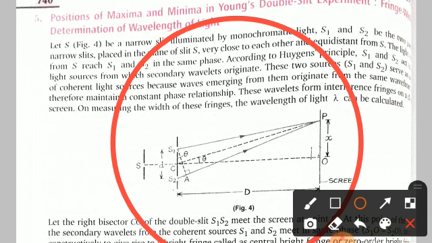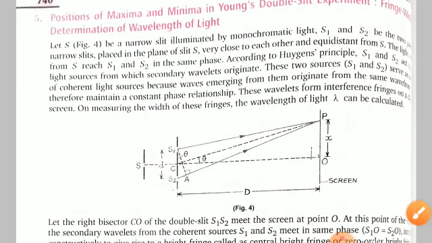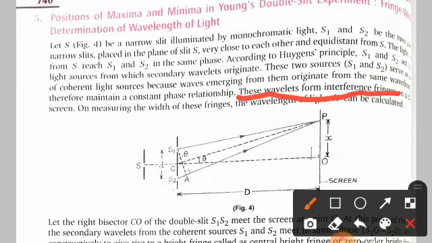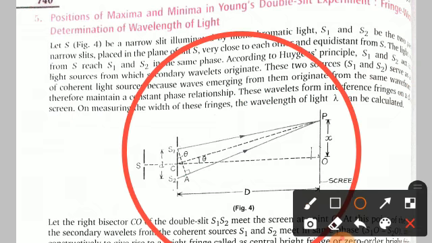So, I hope you know the Huygens principle, which we discussed in the wave nature of light. According to the Huygens principle, S1 and S2 act as light sources from which the secondary wavelets originate. Clear? So, these two sources S1 and S2 serve as new coherent light sources, because waves emerging from them originate from the same wavefront. Clear? Therefore, they maintain a constant phase relationship. So, these wavelets form interference fringes on a screen, and on measuring the width of these fringes, the wavelength of light can be calculated. So, you can see here from figure number 4, this one.